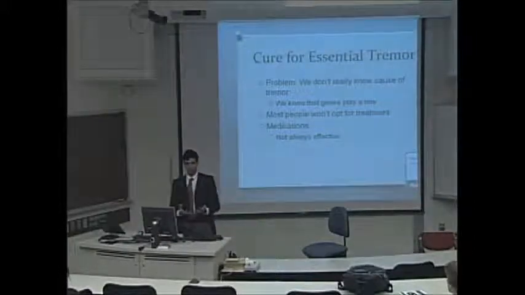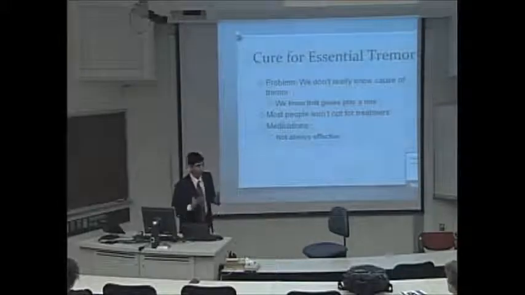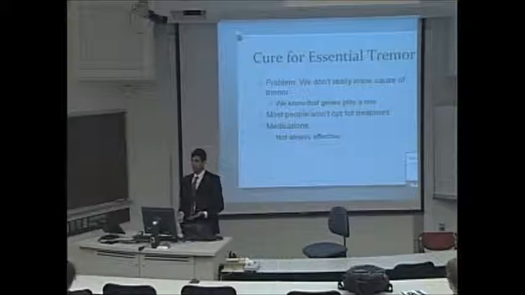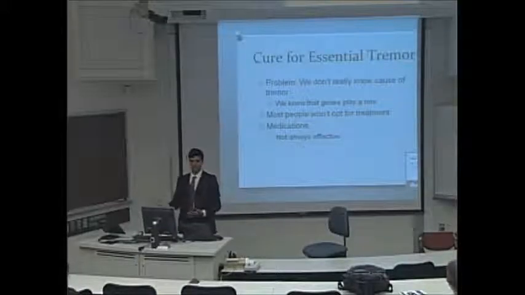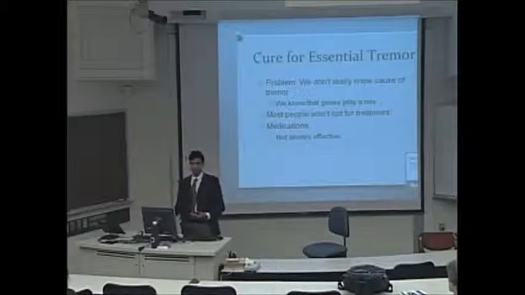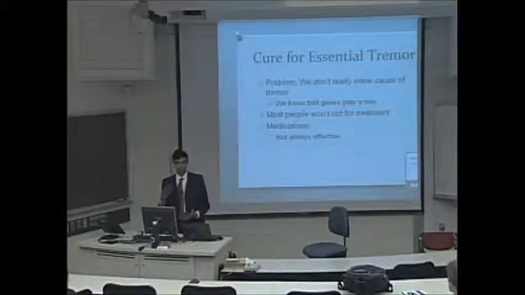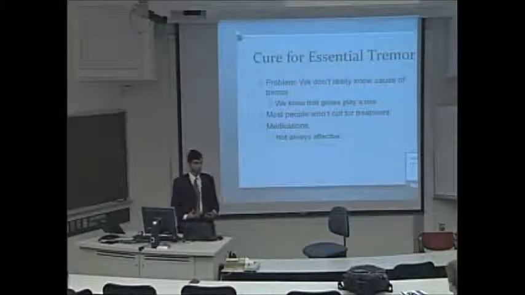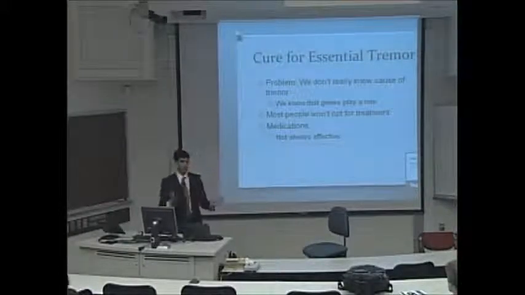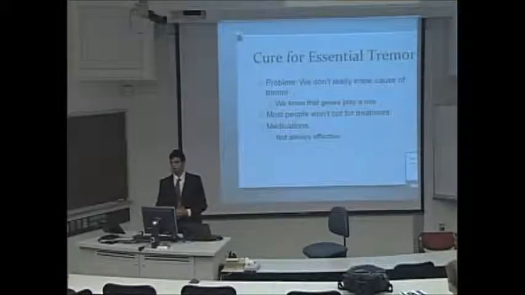So how do you cure essential tremor? Well, the big problem is we don't really know the cause of the tremor. We don't know exactly what's going on in the brain that is causing this tremor to be out there. We know that genes play a role. You're more likely to have essential tremor if members in your family have had essential tremor. So that's something, but we really don't know what's going on.